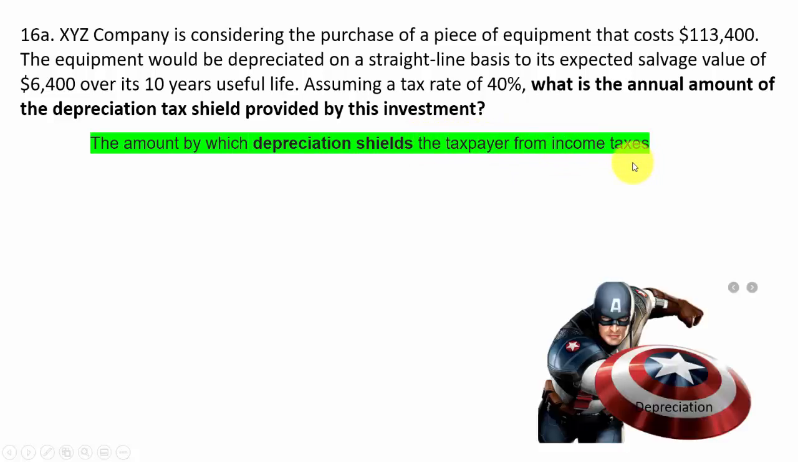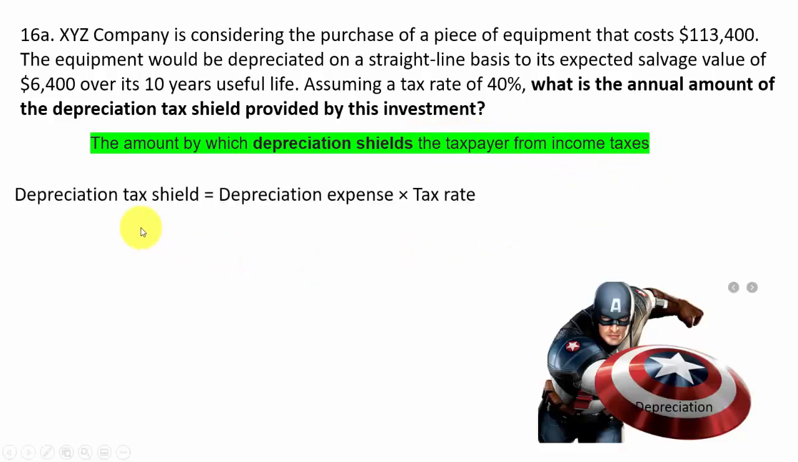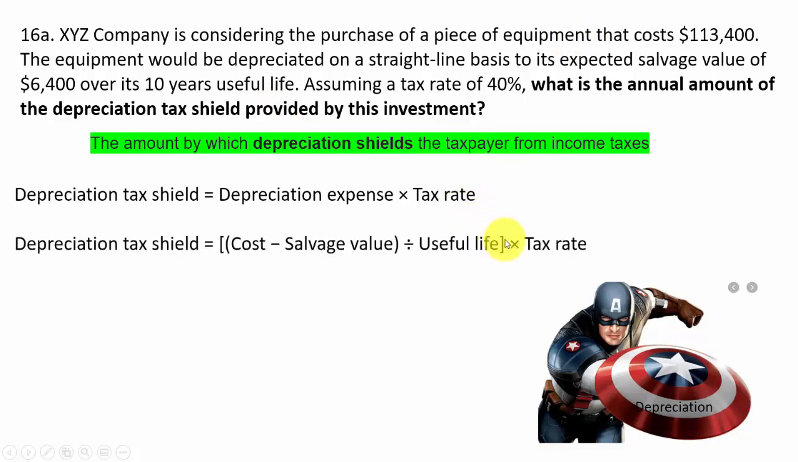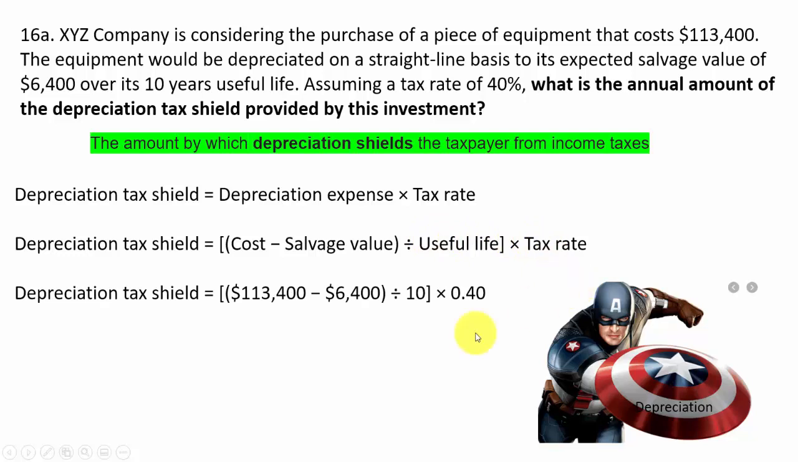All right, so the depreciation tax shield will be calculated as follows. You find the depreciation expense on this machine, or equipment rather, and multiply it times the tax rate. In this case, you'll take the cost minus the salvage value, that's called the depreciable amount, divide it by the useful life, and you'll get an annual amount of depreciation. Then you multiply that times the tax rate.